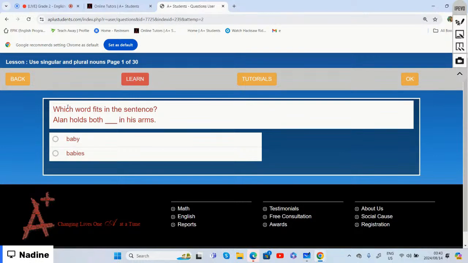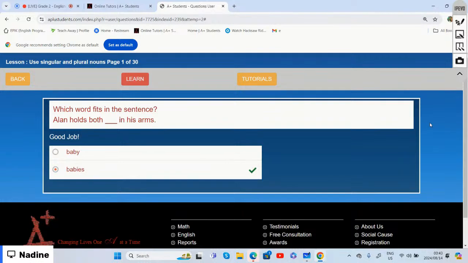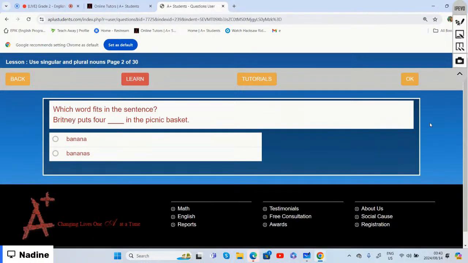All right. And if we were to choose the correct one, we would say Alan holds both. Both means it's two, right? So it means that it is more than one baby. Option two, in his arms. So well done. Babies is correct.